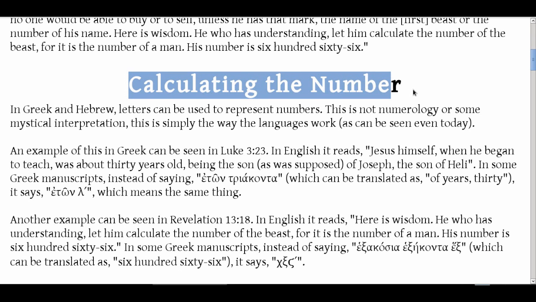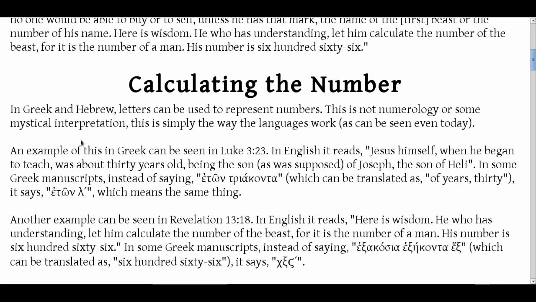This is a subsection: calculating the number. In Greek and Hebrew, letters can be used to represent numbers. This is not numerology or some mystical interpretation. This is simply the way the languages work, as can be seen even today. So, for example, on coins in Greek, to show numbers, because it would take up less space, instead of spelling out a number, sort of like how we can spell three, T-H-R-E-E, or we can use the symbol for three, because it was faster, they would use the symbol, and I think they still do.